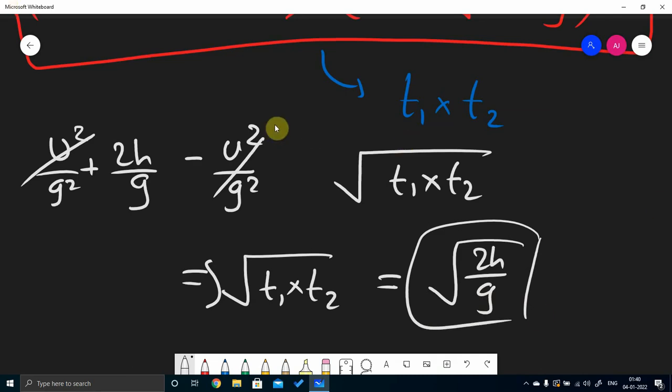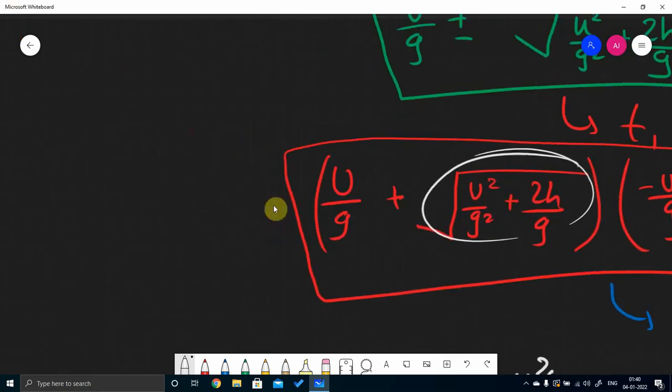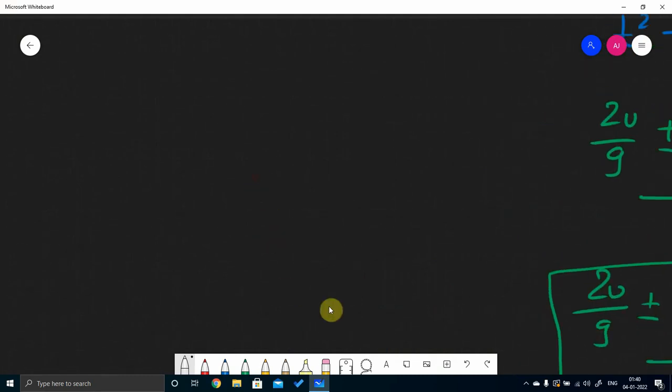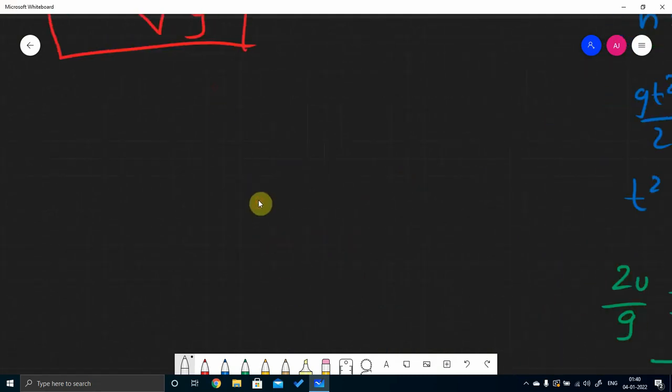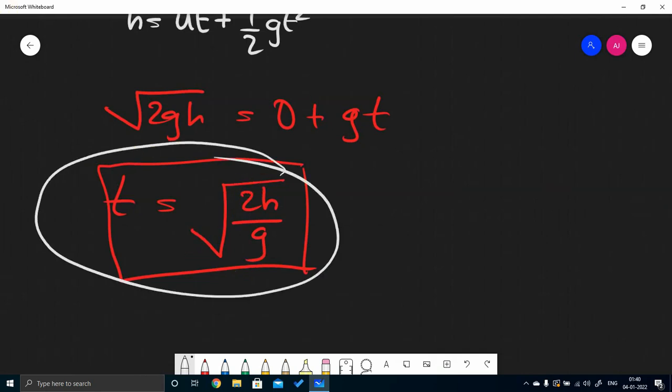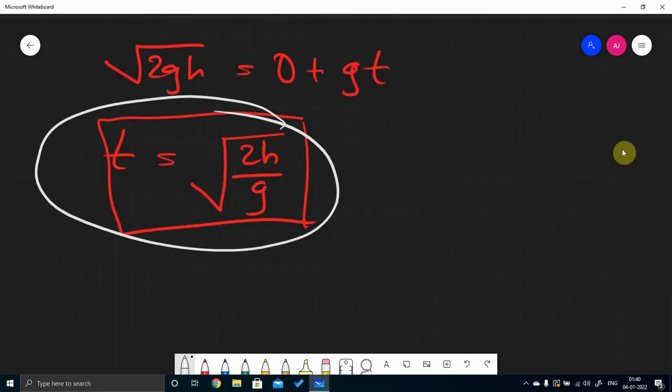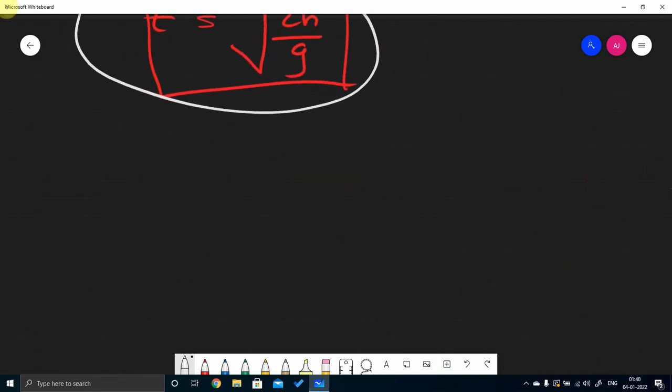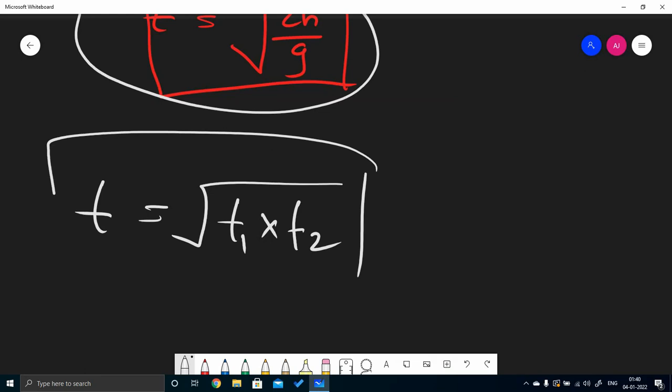Now if we go ahead and look at what the value of our t over here was, we can see that the value of t is under root 2h by g. So we have proved the theorem that this time over here is equal to the square root of the product of the other two time intervals, right? And that will finish our session for today.